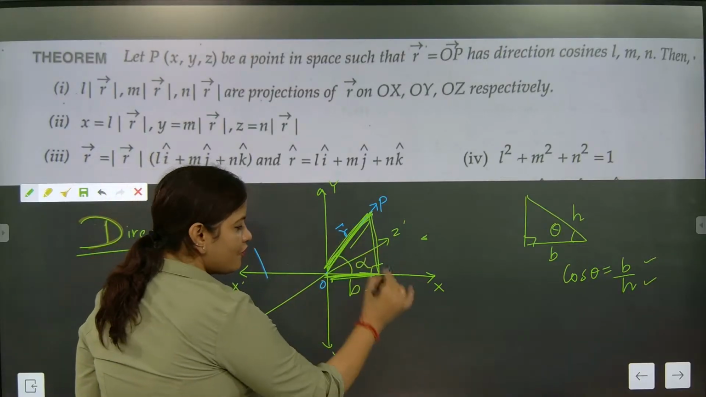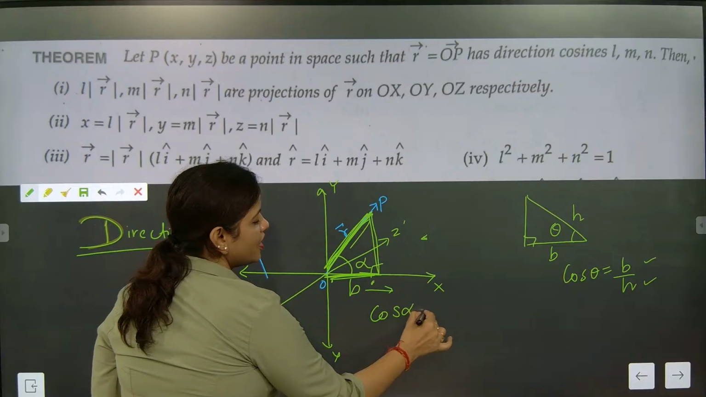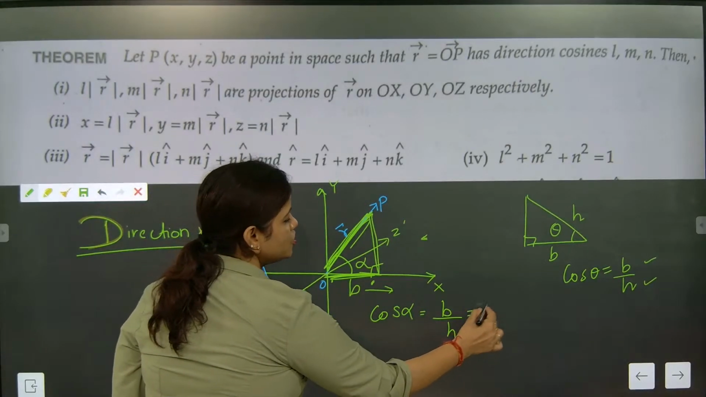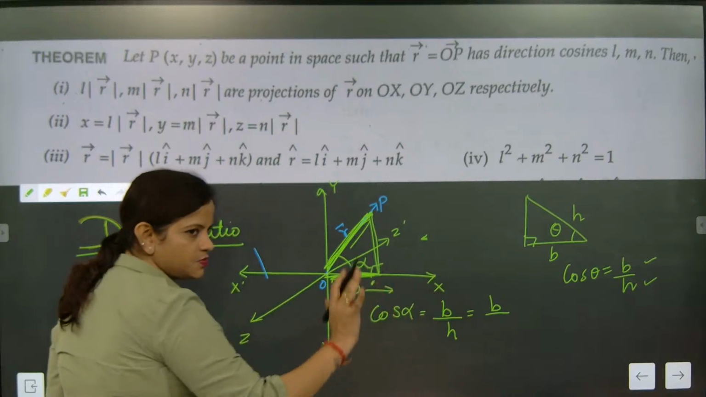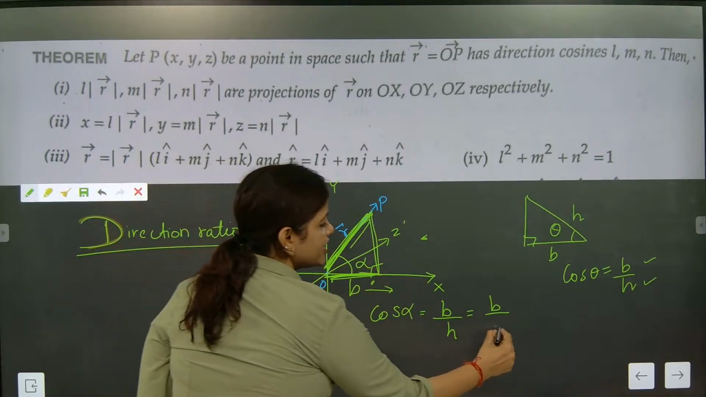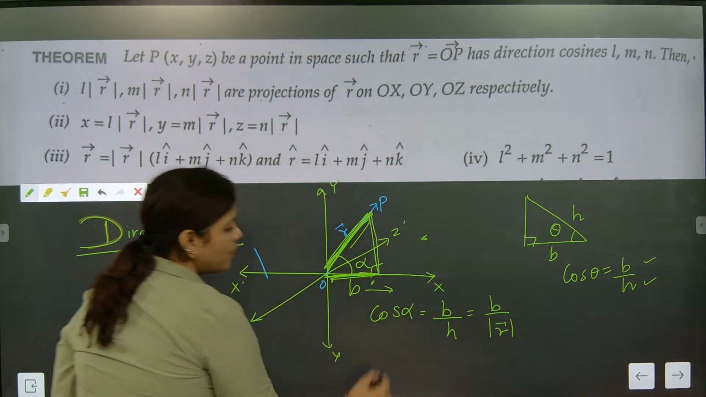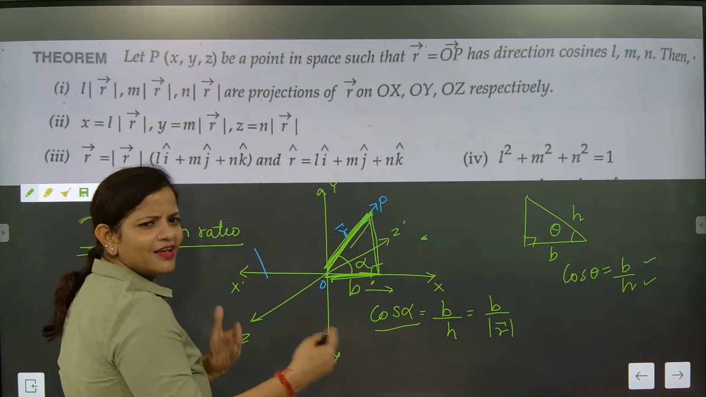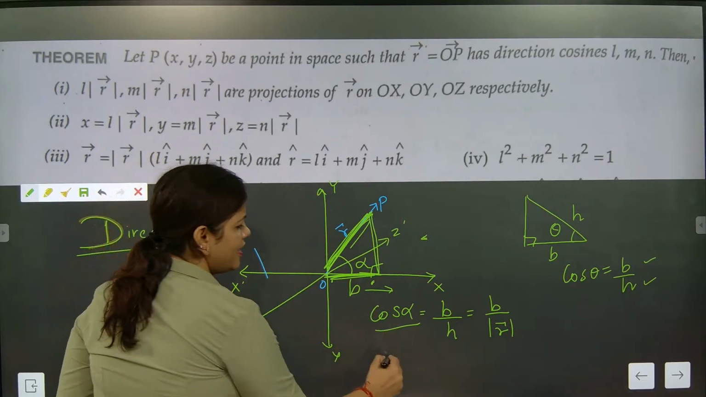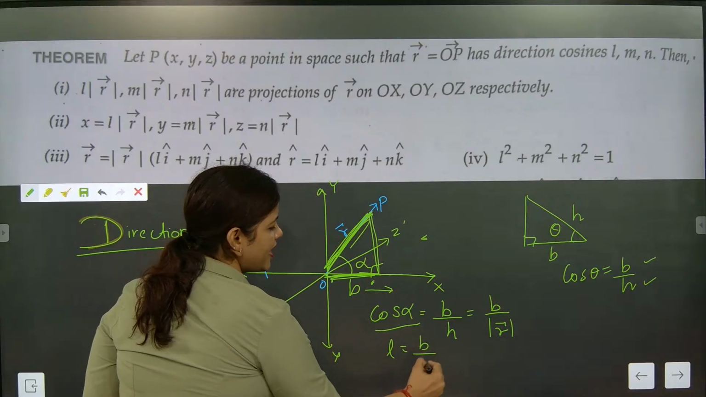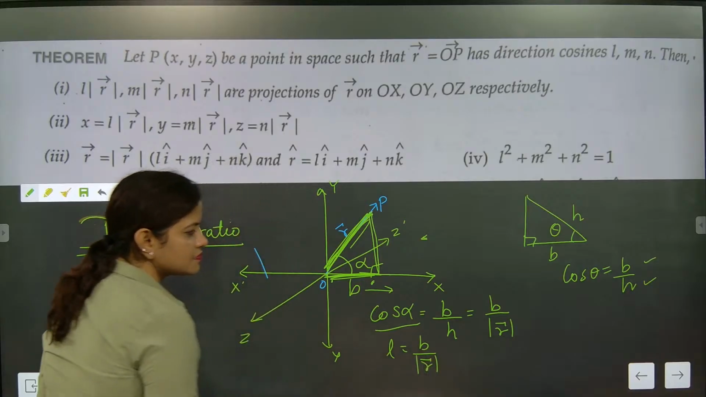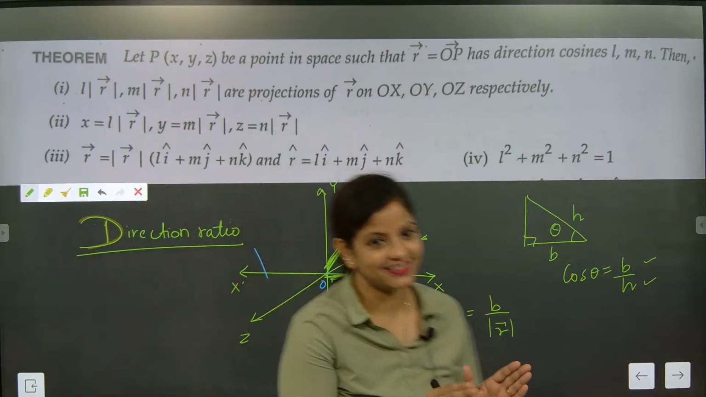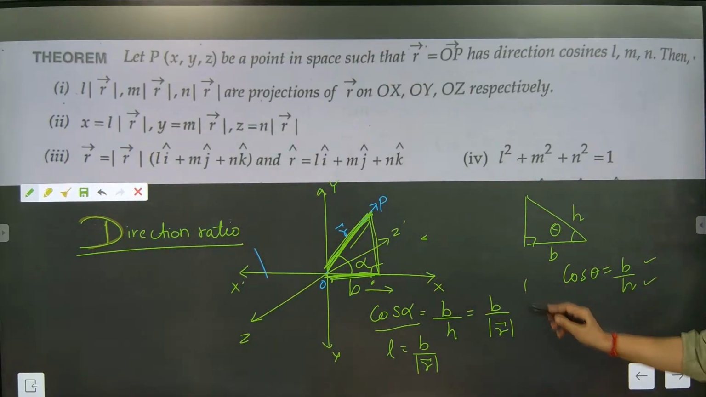Now look here. The formula is cos alpha is equal to base by hypotenuse. We will keep the base as B only. But what is H? And what is cos alpha? Cos alpha is L. L is equal to B by this one. This is for which axis? For the y-axis, what are you going to write?